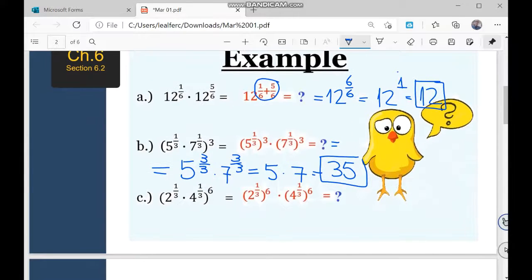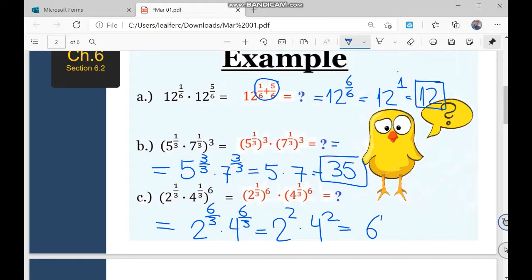And let me show the last one. The last one, you have 2 to the exponent 1 over 3 times 6, times 4 to the power of 1 over 3 times 6. So 2 to the 6 over 3 times 4 to the 6 over 3, and this equals 2 squared times 4 squared. This is 4 times 16, 64. Great, I'm so happy because you remember, you know how to solve it. Apply the properties of exponents, simplify, and you're going to find the answer. Great.